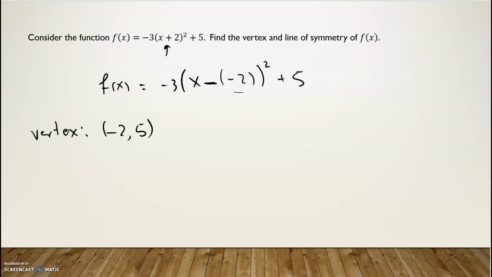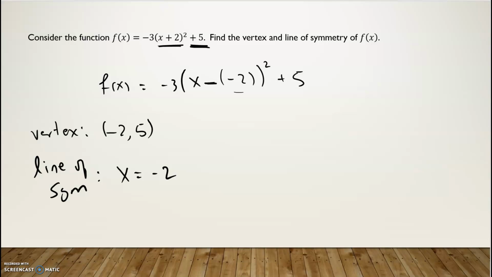So the way to remember this is, if you are in this form, inside here you're taking the opposite sign of what they give you. If they give you positive 2, then your h is going to be negative 2. If they give you negative 2, then your h is going to be positive 2. But for your k value, it's whatever they give you. They give you positive 5, well, your k value is positive 5. They give you negative 5, then your k value will be negative 5. And your line of symmetry will be x is equal to negative 2.